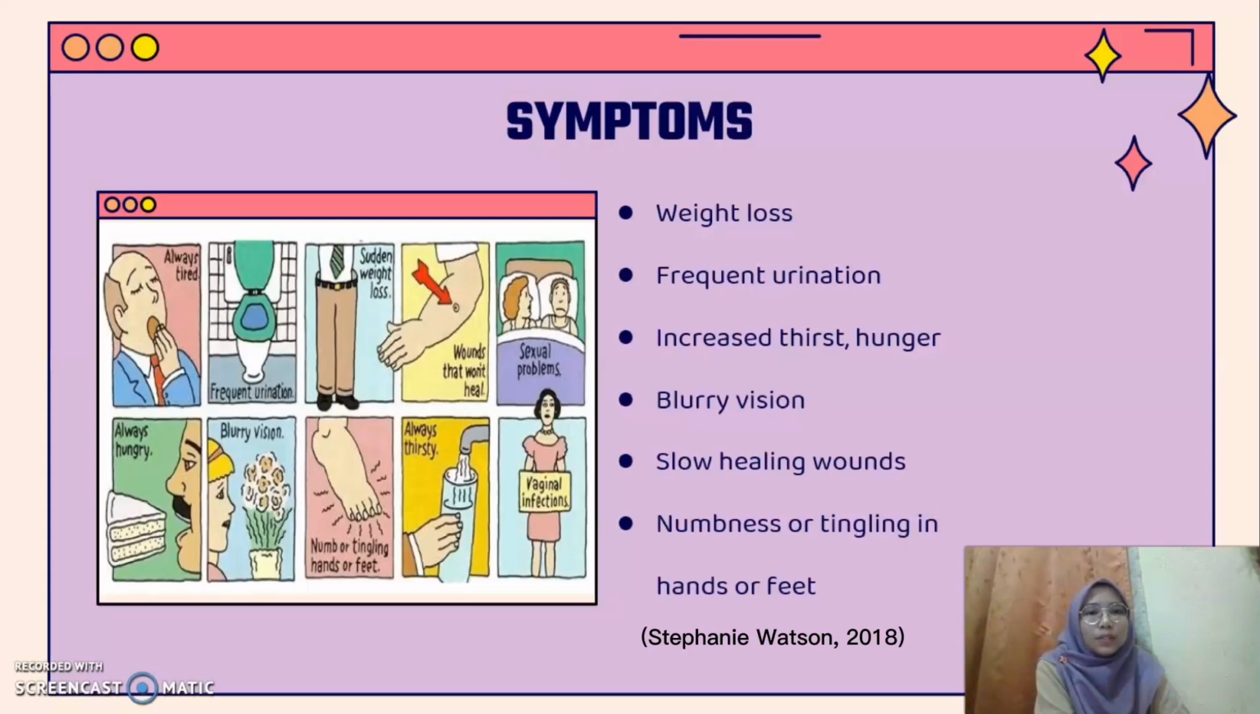High blood sugar can cause diabetic neuropathy, which damages the nerves that send signals from your hands and feet. Diabetic neuropathy can cause numbness or tingling in your fingers, toes, hands, and feet.